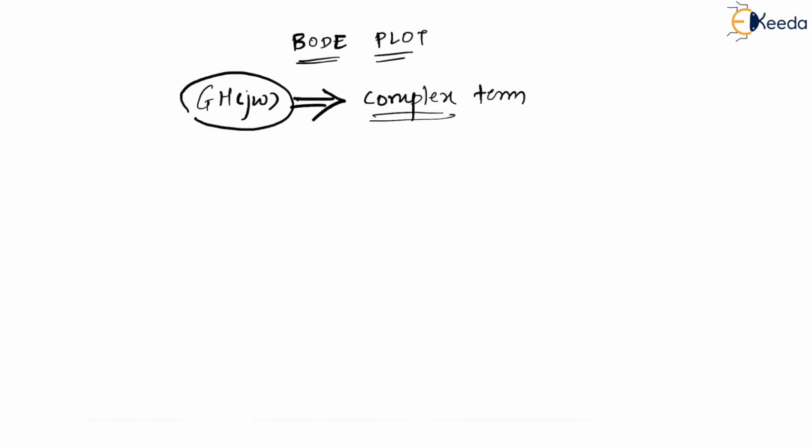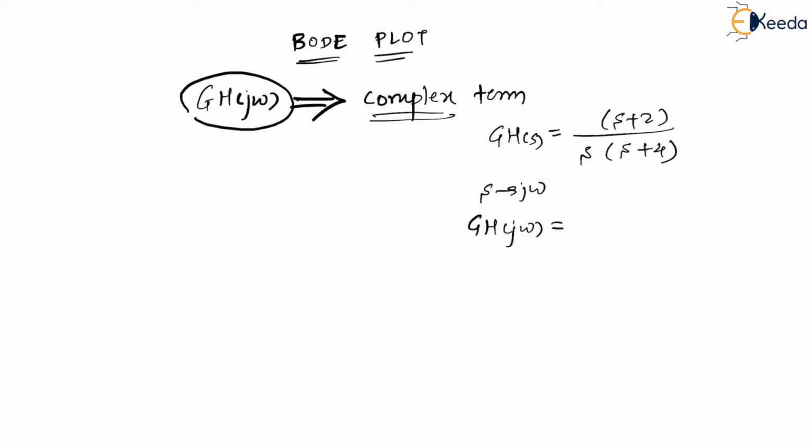Let us say you have GH of s equal to s plus 2 upon s into s plus 4, right? If I replace this s by j omega, I get GH of j omega, which is equal to j omega plus 2 upon j omega into j omega plus 4, right? So you have some real part and at the same time some imaginary part, which means it is definitely a complex term.